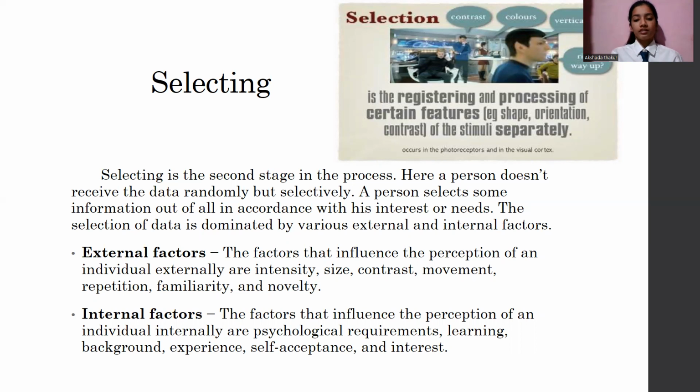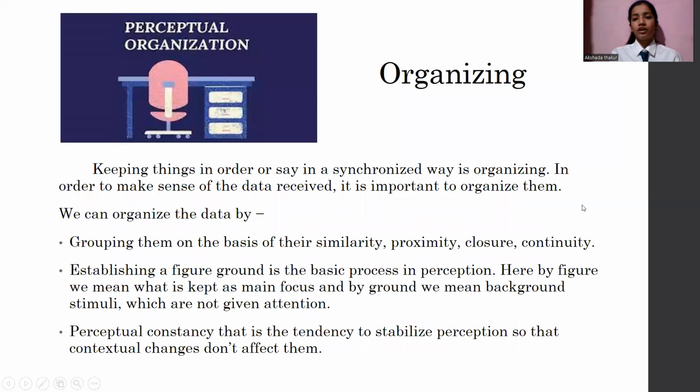Internal factors, the factors that influence the perception of an individual internally, are psychological requirements, learning, background, experience, self-acceptance, and interest. Next one is organizing. Keeping things in order, in a synchronized way. In order to make sense of the data received, it is important to organize them. We can organize the data by grouping them on the basis of similarity, proximity, closure, continuity.